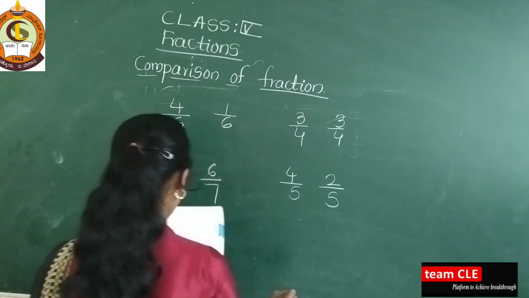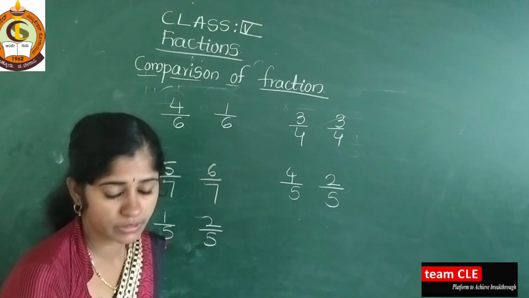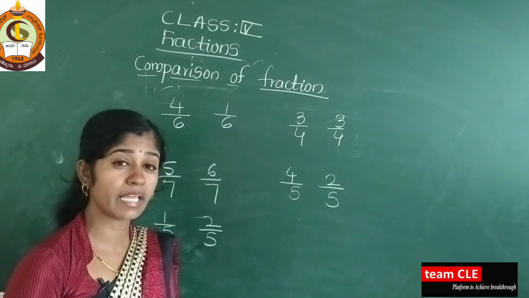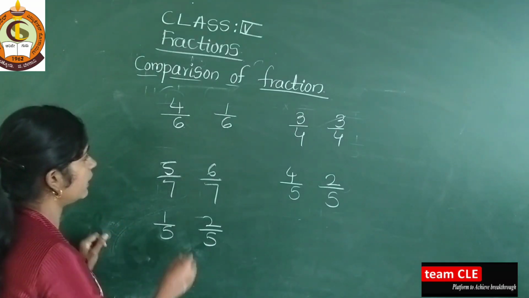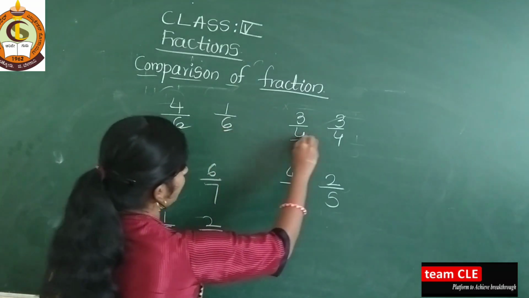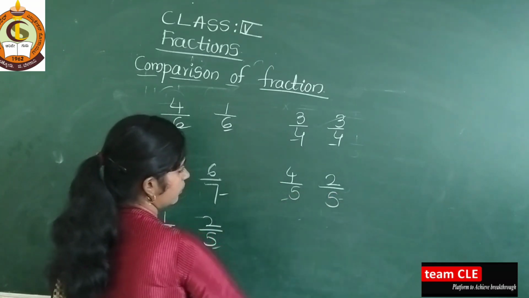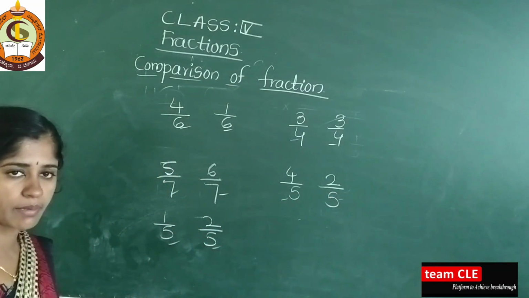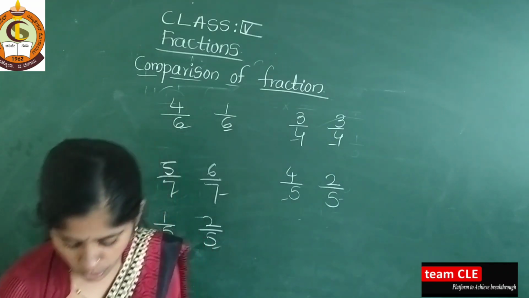Okay, next here, you already know about like fractions. Then what is a like fraction? Like fraction means a fraction having the same denominators. Here 6 6, 4 4, 7 7, 5 5, 5 5. So here the denominators are the same. It means it is a like fraction. Then how to compare this?